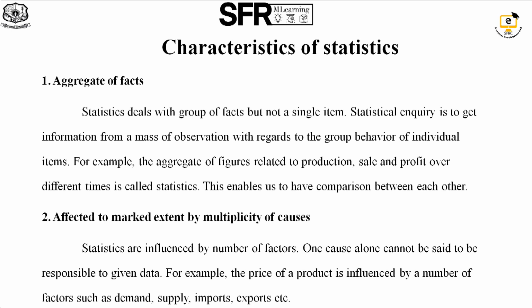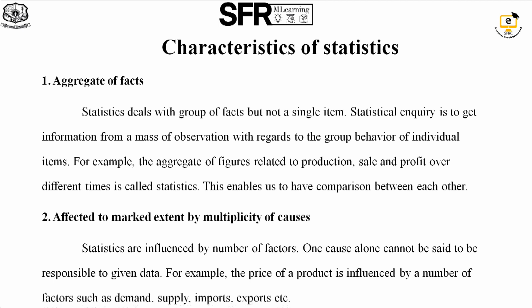That is, the statistical inquiry is to get information from a mass of observations with regard to the group behavior of individual items. For example, the aggregate of figures related to production, sale and profit over different items is called statistics. Comparison is also easy using statistics. That means if we take 2005 production, we have one production average. In 2006 we have another production average. Comparison between those years is very easy by using statistical methods, right.